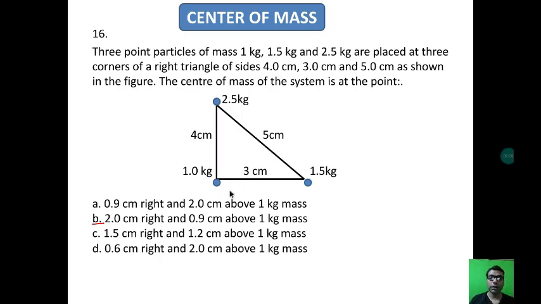So the correct option is A, which is 0.9 centimeter right, meaning it is x, and 0.2 centimeter above, this is y. So the y center of mass is 2 and x is 0.9. So option A is correct.